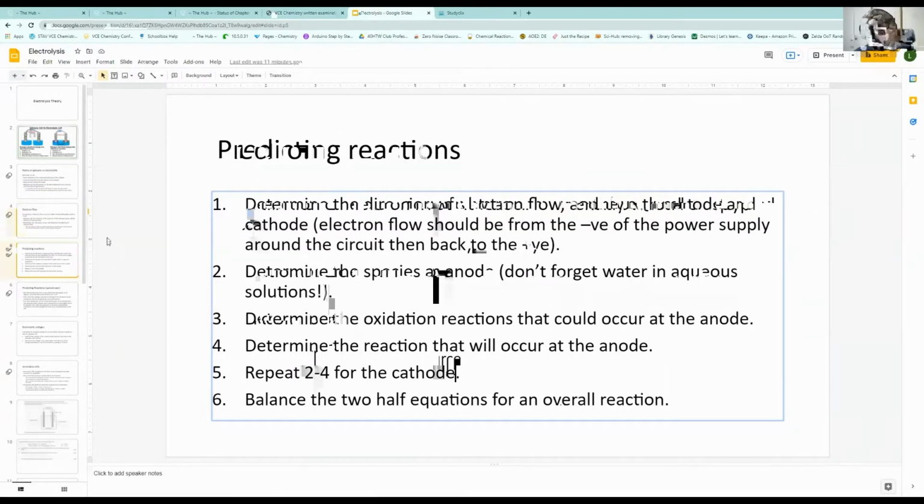All right. So in terms of electrolysis, when we want to predict a reaction, we'll come back to this when we're looking at our VCAR questions. First step is we need to determine the electron flow. Remember, this is the opposite way around to galvanic cells.